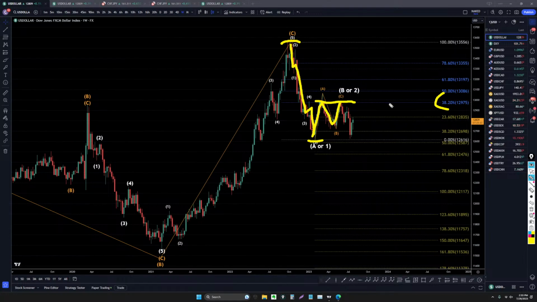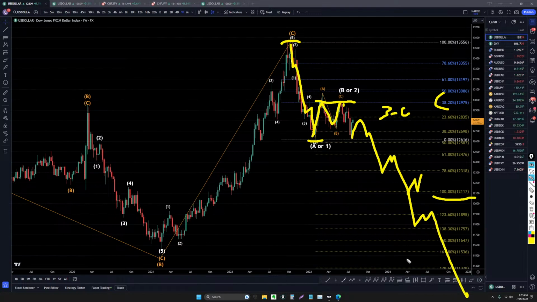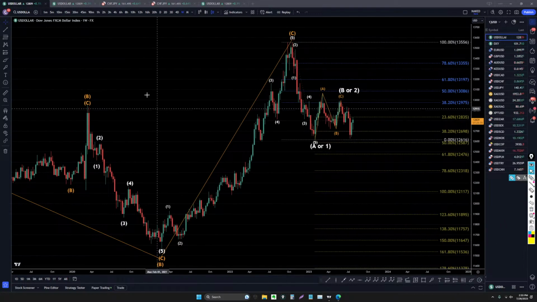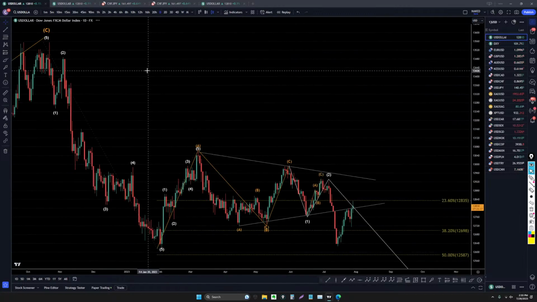I still think that we're already in a wave 3 or possibly a wave C, and I think that this move up is going to make a lower high, and I believe that it will continue to make those lower lows, lower highs. I think the minimum that this is going to go is the 100% Fibonacci extension, but if it really is the wave 3 instead of a wave C, then it's probably going to go a lot further down than that. So let's take it down to the daily time frame.